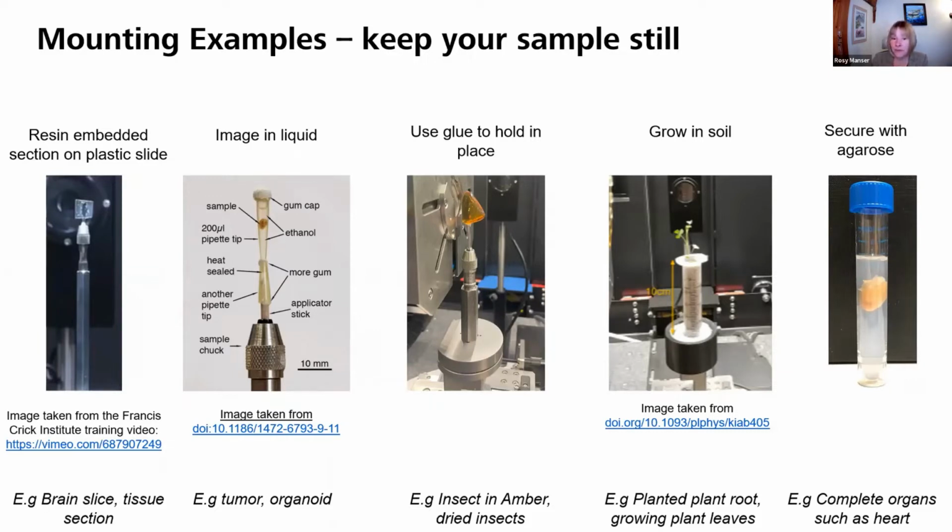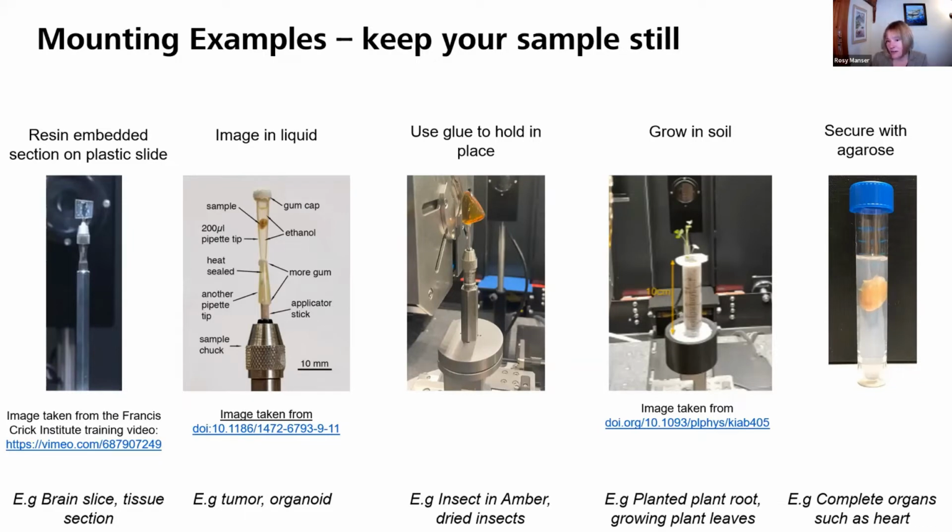In the middle, we have the piece of amber. This is the fly in amber that's been super glued to the pin to keep it still in place. I will show on the next slide some amazing stuff that's been done with plants. But the great thing about plants is you can actually grow them inside the system. So this is a plant that's in a tube in soil, so it's being imaged live.